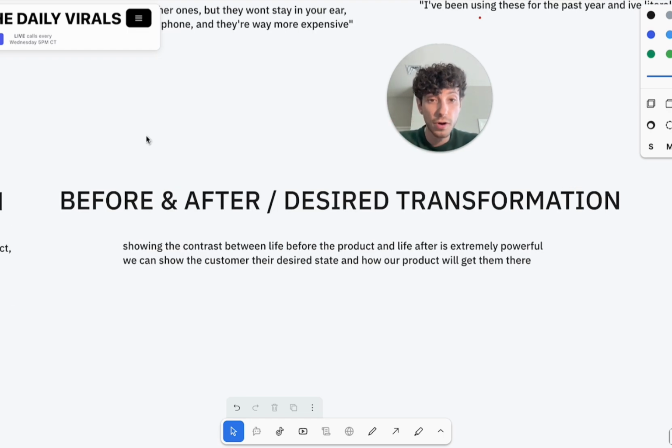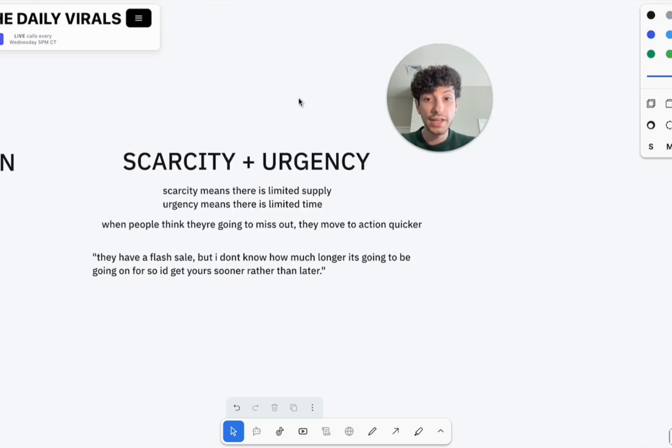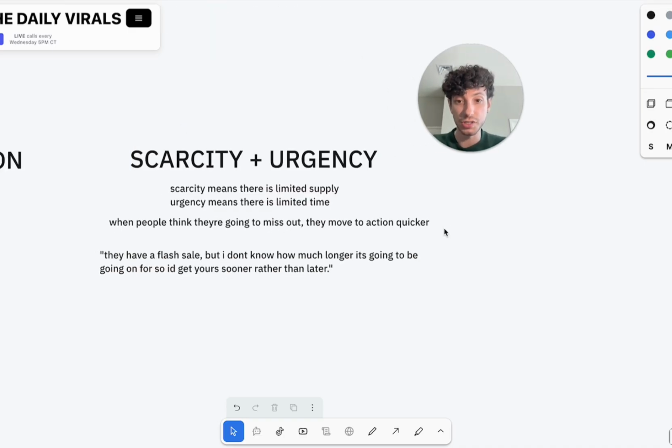Next, we have the before and afters, a desired transformation. We can contrast life before and after the product and show how much it changed our life. We can show the customer the desired end state that they have and how our product is going to get them there. It's a lot more powerful to show the transformation instead of just telling them what's going to happen. And finally, we have scarcity and urgency.